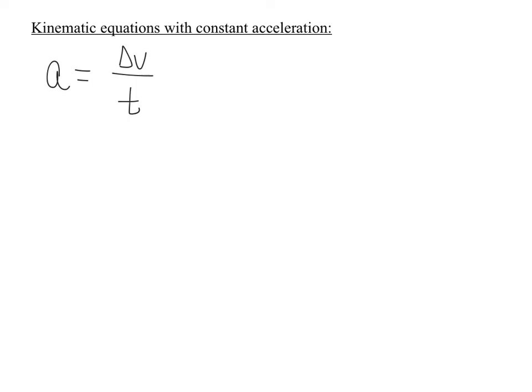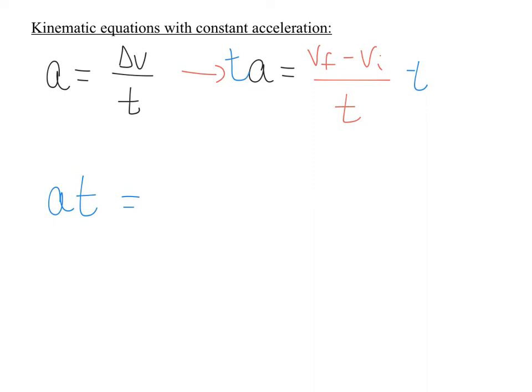Now, if I replace delta V with VF minus VI, and I go ahead and solve for VF, this is a standard equation. How do I get rid of the T? The T is currently dividing. It's going to go somewhere on the other side. So you multiply. Always do the opposite. Multiply both sides by time. On the left-hand side, you're going to have acceleration times time. On the right-hand side, you're going to have VF minus VI.